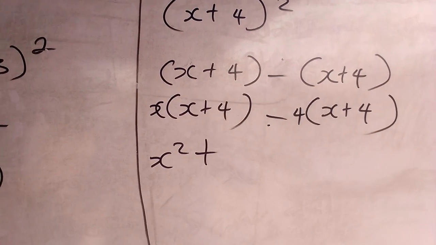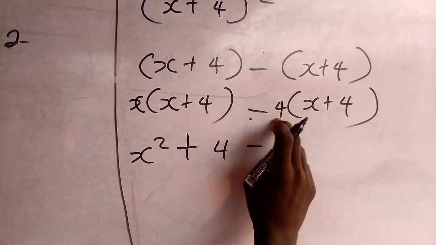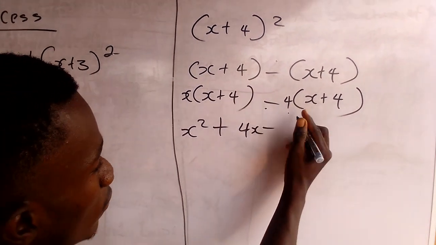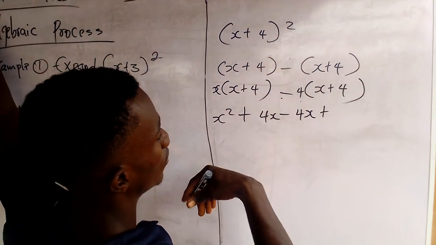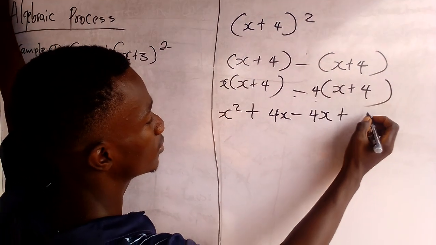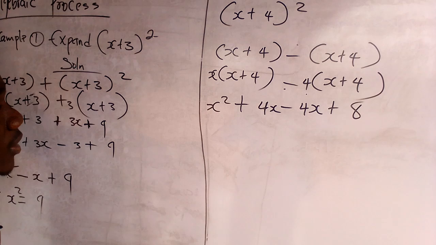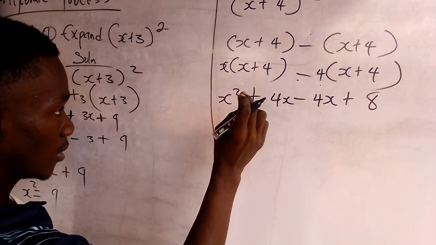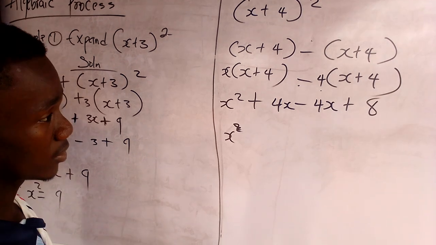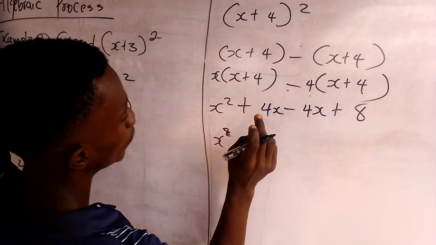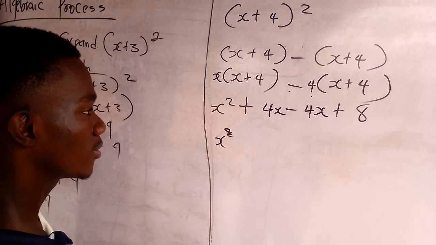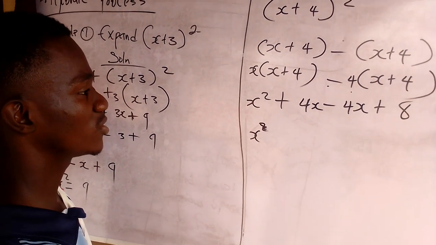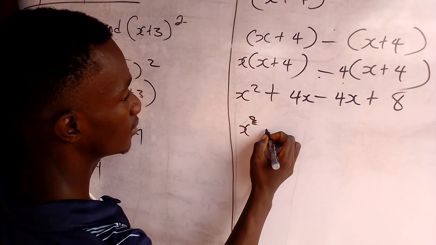x times x gives x squared, x times 4 gives 4x, then 4x again, and 4 times 4 gives 16. You understand it now? So you have x squared plus 4x plus 4x plus 16. Are you getting it now?